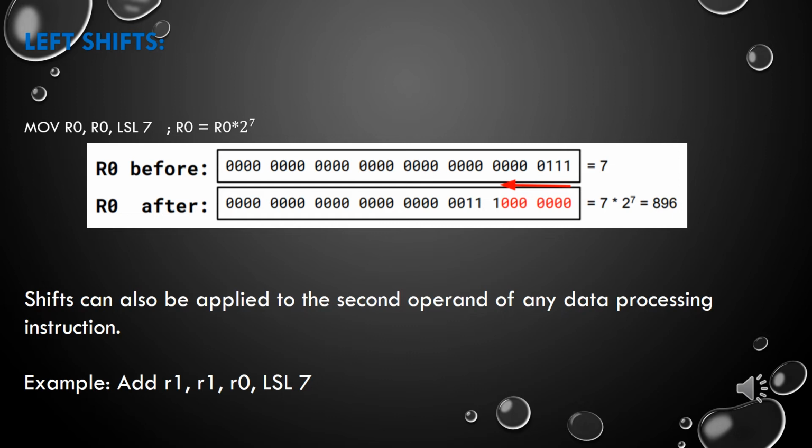We also note that shifts can also be applied to the second operand of any data processing instruction. As an example, consider add R1, R1, R0, LSL7. This means that the value of R0 is multiplied by 2 to the power 7 and added to R1. The resulted value is stored in R1.